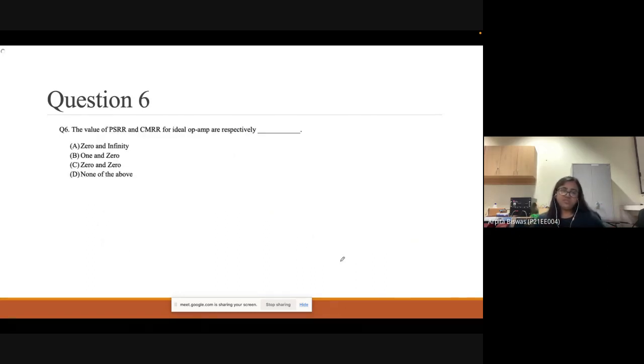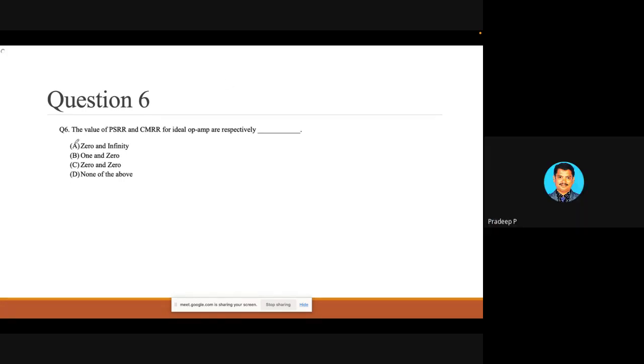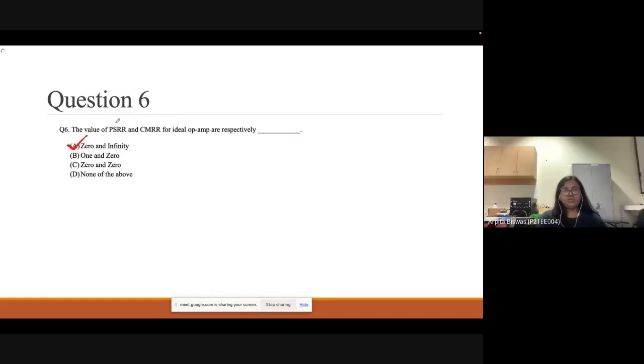Then the next question: the values of PSRR and CMRR for an ideal op-amp are respectively. The first option is 0 and infinity, the second option is 1 and 0, the third option is 0 and 0, and the fourth option is none of the above. Option A, madam. Okay. So the PSRR is 0 for the ideal op-amp, and CMRR is infinite.